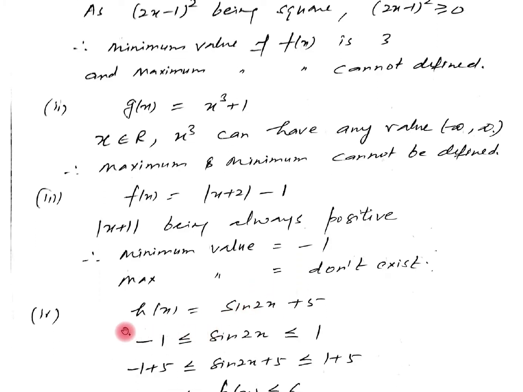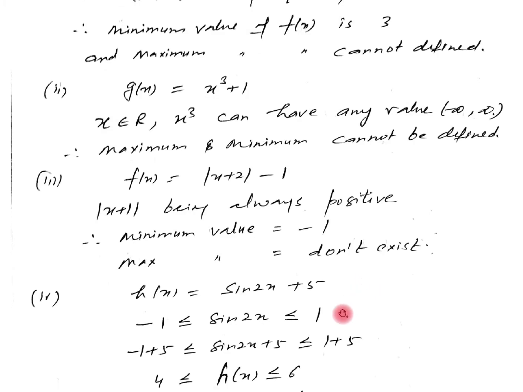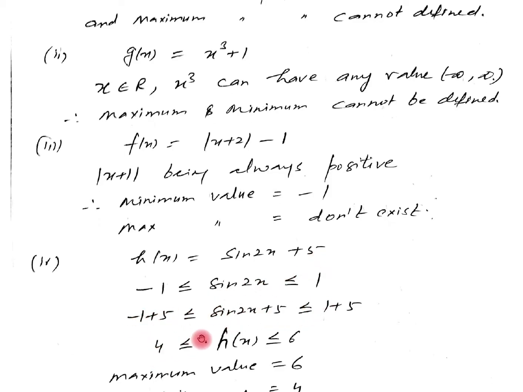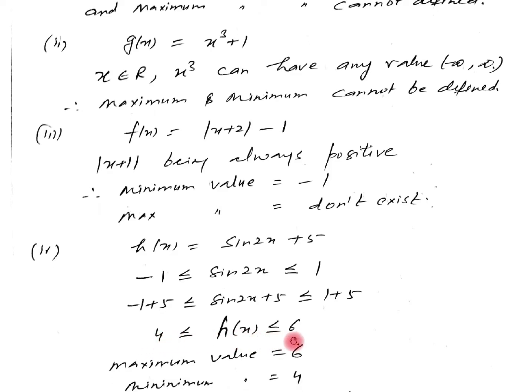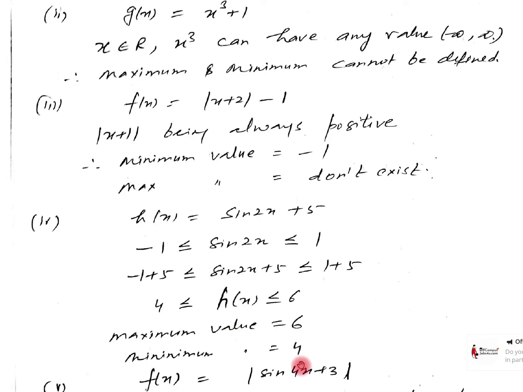Let us see the trigonometrical function h(x) equal to sine 2x plus 5. Again we have to tell its maximum and the minimum value, if any. Now we know that sine 2x always lies between minus 1 and 1. But we want here sine 2x plus 5. Now adding 5 to this inequality, we are getting here 4 less than or equal to h(x) less than or equal to 6. It means h(x) lies between 4 and 6. So we can say the maximum value of h(x) is 6 and minimum value of h(x) is 4.